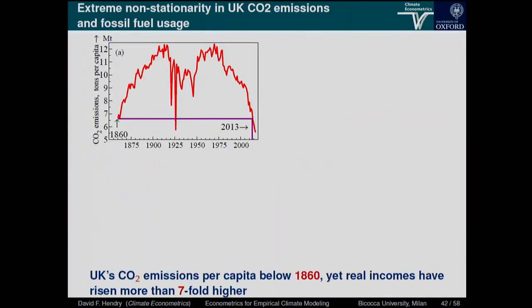Now we come to really staggeringly non-stationary data. This is the data on the United Kingdom's CO2 emissions, and I'll show the fossil fuel usage in a moment or two. And it starts in 1860. We went below the level of 1860 in 2013, and now we're well below it. It rises dramatically, it oscillates violently in the interwar period, rises again, and then it plunges from about 1975 onwards.